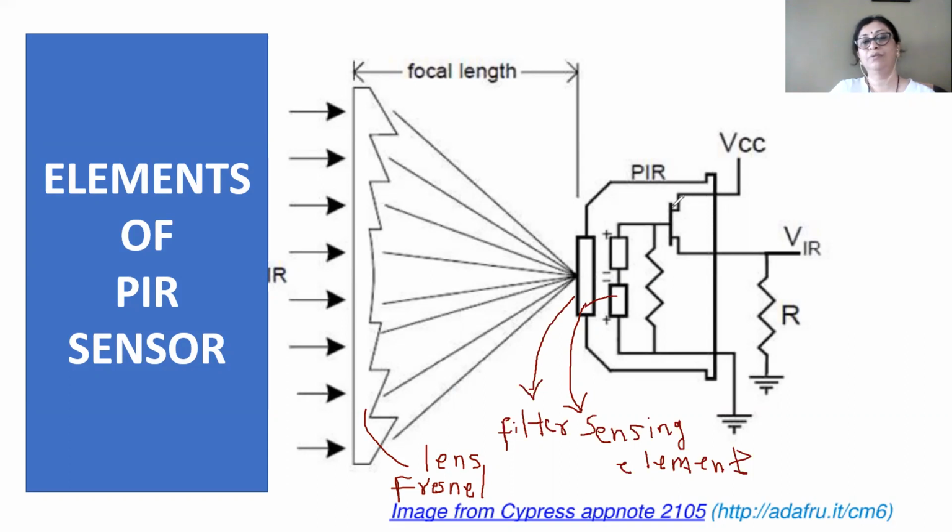It consists of an amplifier and comparator. Nowadays, all these things are integrated into a single sensor: Fresnel lens, optical filter, sensing element, amplifier, and comparator. All these are integrated into a single device.